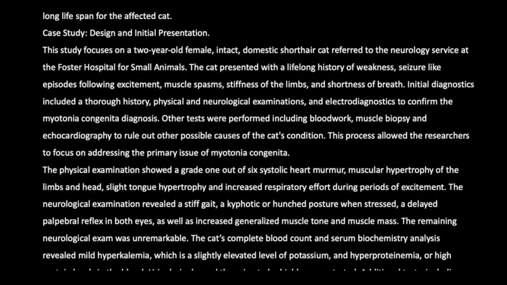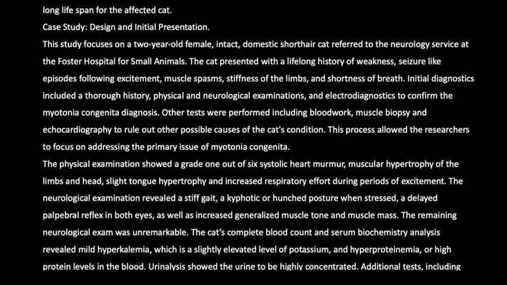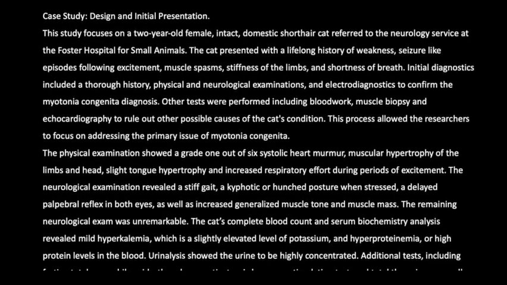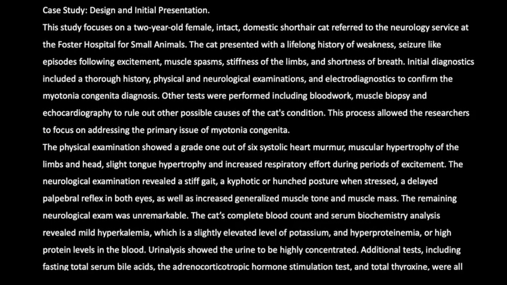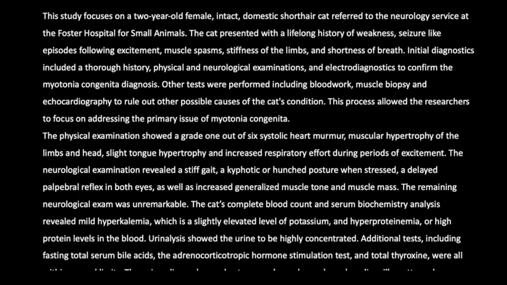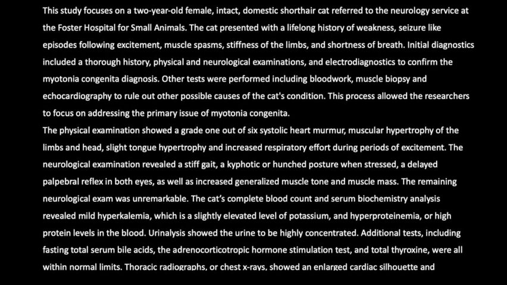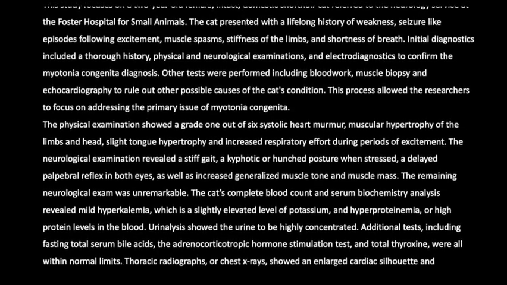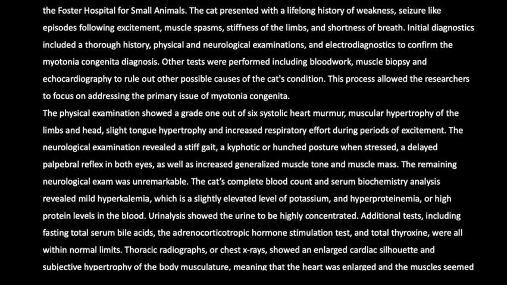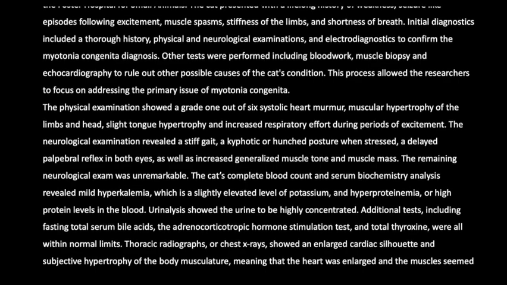Initial diagnostics included a thorough history, physical and neurological examinations, and electrodiagnostics to confirm the myotonia congenita diagnosis. Other tests were performed including blood work, muscle biopsy and echocardiography to rule out other possible causes of the cat's condition. This process allowed the researchers to focus on addressing the primary issue of myotonia congenita.